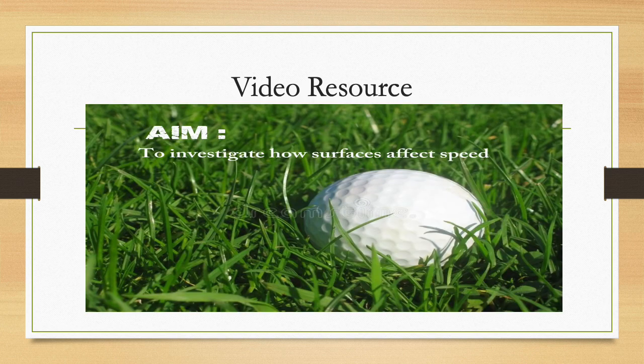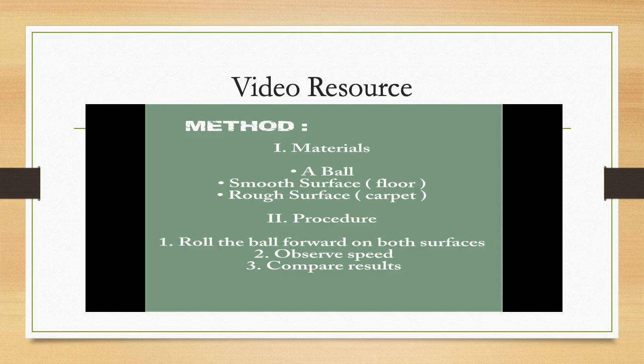The aim of this experiment is to investigate how different surfaces affect the motion of a rolling bone. We want to understand why the same bone moves faster on some surfaces and slower on others. For the method, we only use simple materials. We use a ball, a smooth surface such as tile or wood, and a rough surface such as carpet or grass.